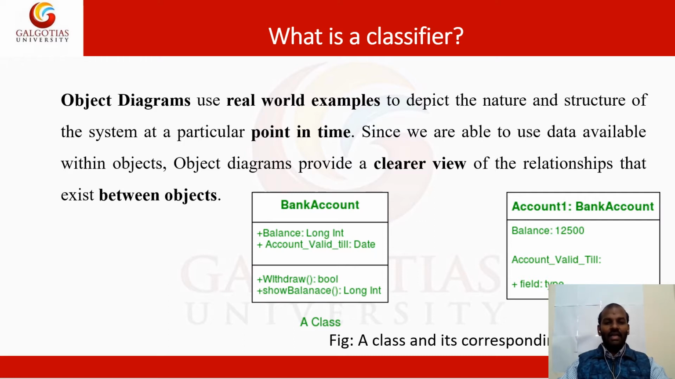Let us take an example, a bank account. In the bank account, I am declaring one class diagram. What are the different classifiers? A bank account can have attributes like balance, account validity date, customer ID, customer account number, branch name, location and address. All these things come under the bank account of the particular person.